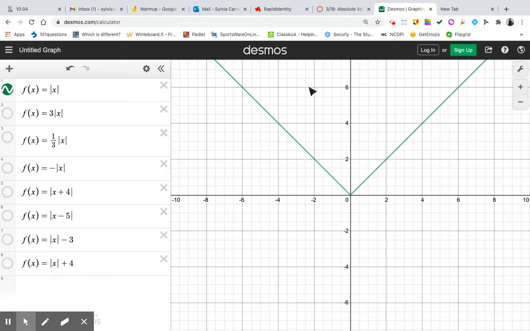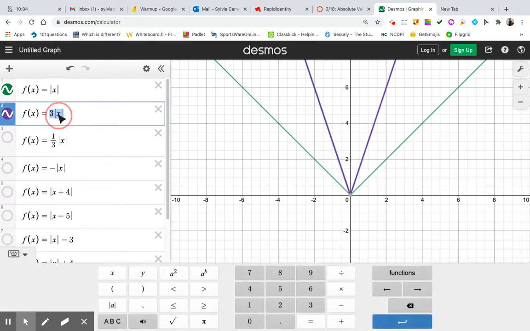So if I look at this function right here, this is my parent function. Let me highlight number 2. So this purple one that just appeared. So f of x equals 3 times the absolute value of x. You should notice that from the parent function, the one in the green, to the purple one, it got skinnier, so to speak. This is actually a vertical stretch. So think of a rubber band. So this is a vertical stretch by a factor of 3. So I got the 3 right from the equation that I highlighted.